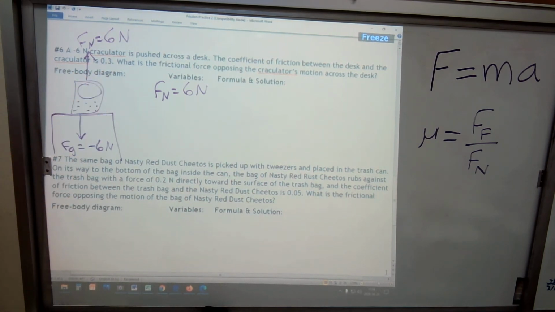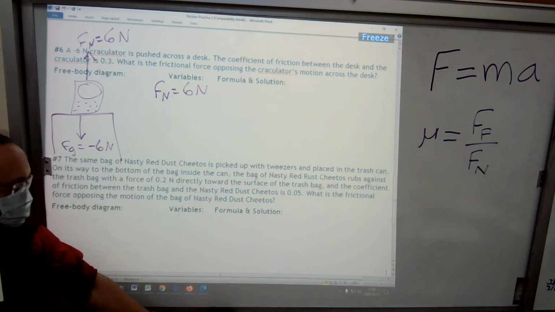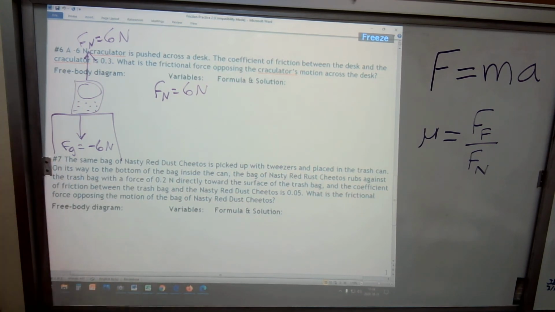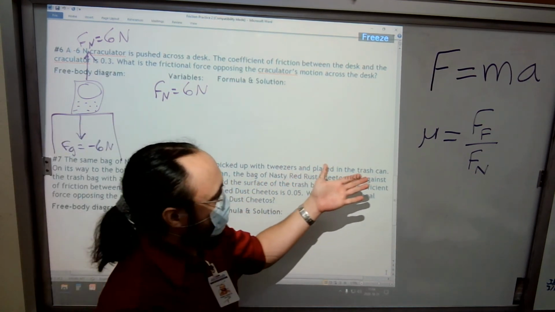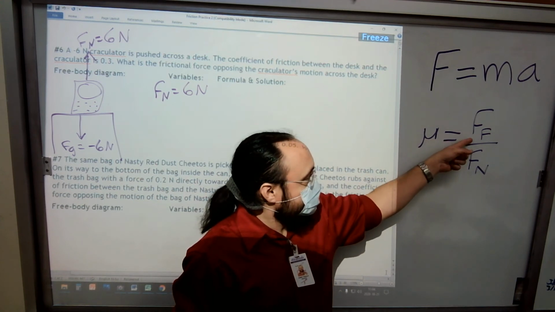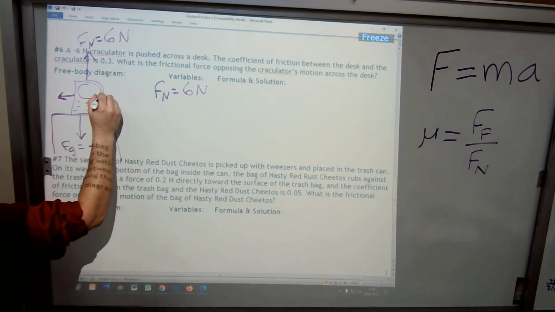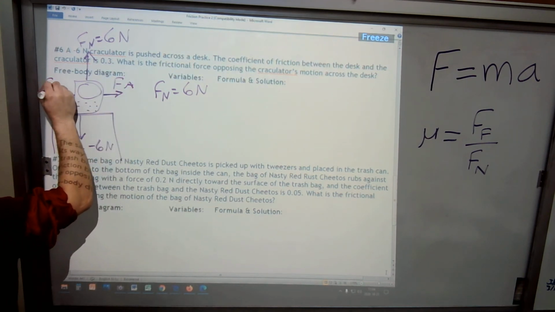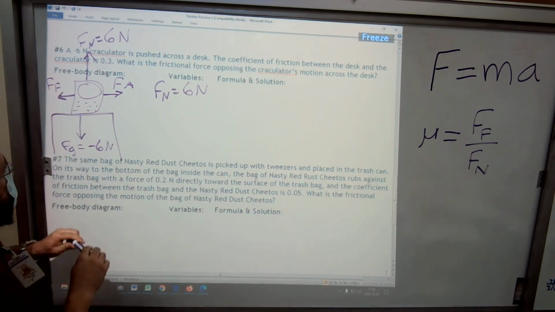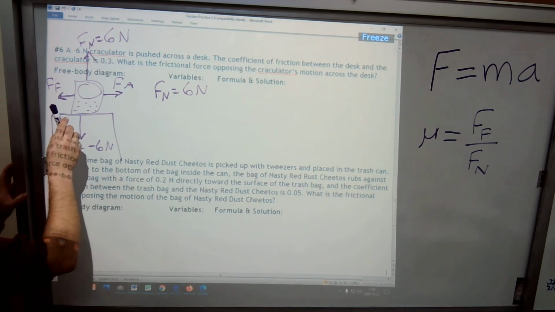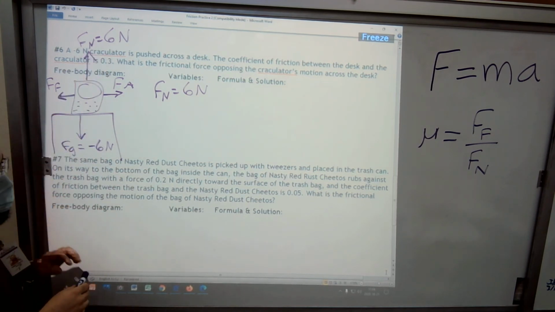Coefficient of friction is a new thing. It basically tells you how rough, how much friction there's going to be in between the two surfaces. If it's a real low number, then it's not a lot of friction. If it's a real high number, then it's a lot of friction. But it's always going to be in between 0 and 1. And the reason for that is it's a ratio. It's a ratio of the frictional force, which I don't have drawn up here, but the calculator's being pushed across the desk, so I would say that's applied force and that's frictional force. So it's a ratio of the frictional force to the normal force. And the more gravity you have, the more normal force you have.